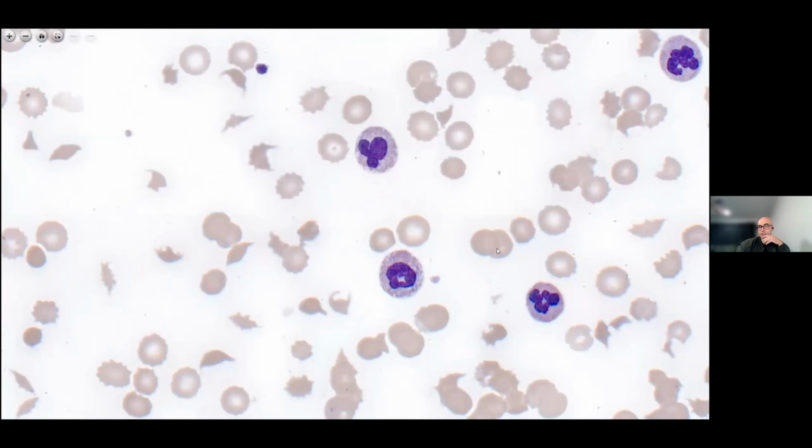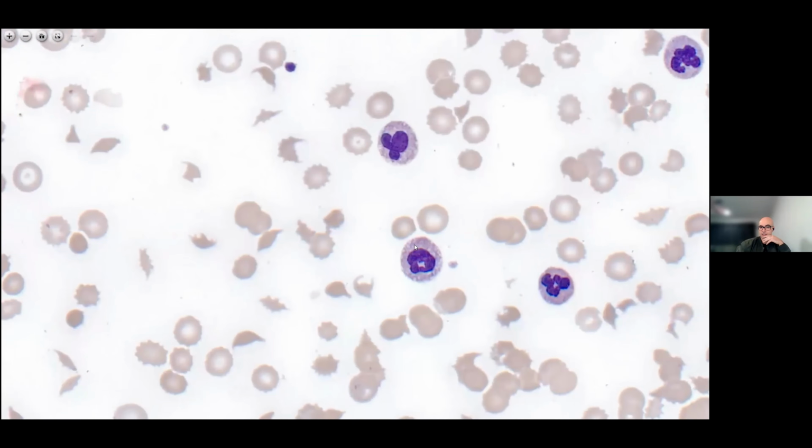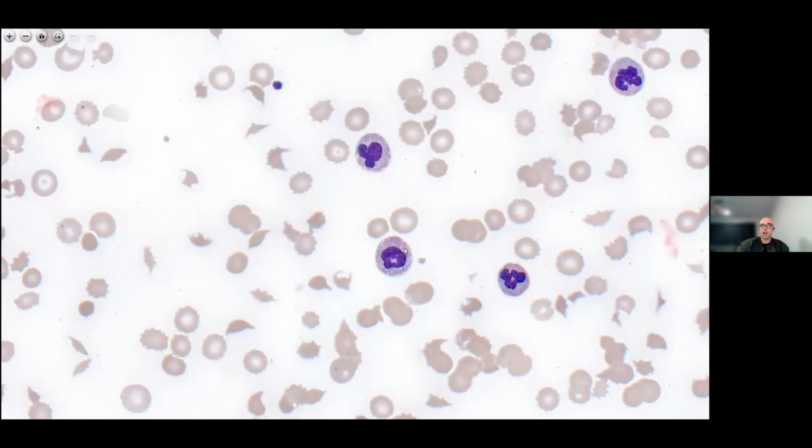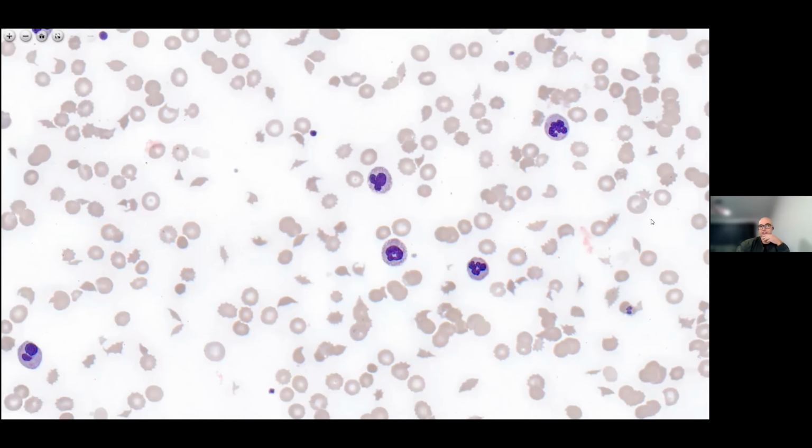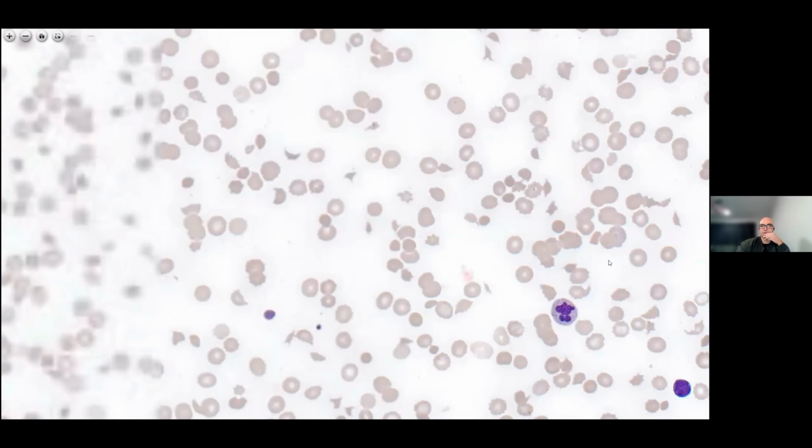It's not overly increased or darkly staining. You can definitely see there's granulation there. It's not hypergranular, so I'm happy to say that these neutrophils look happy and healthy and normal for an individual.